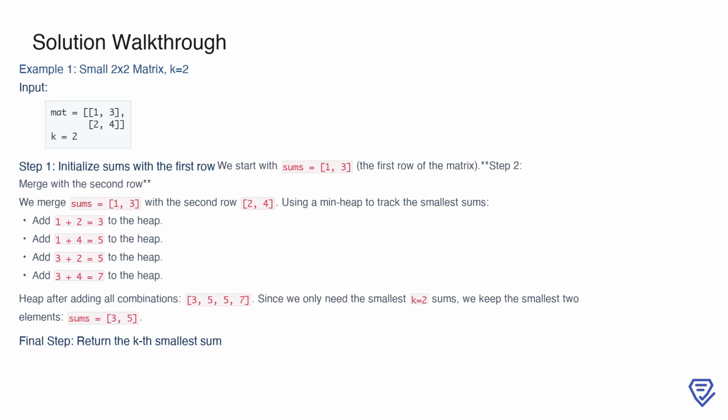To solve this problem, we start by initializing our sums with the first row of the matrix. For the given input matrix [1, 3], [2, 4], and k equals 2, the first row is 1, 3, so we set sums equals [1, 3].